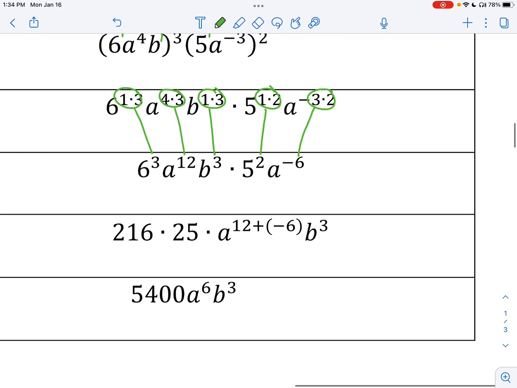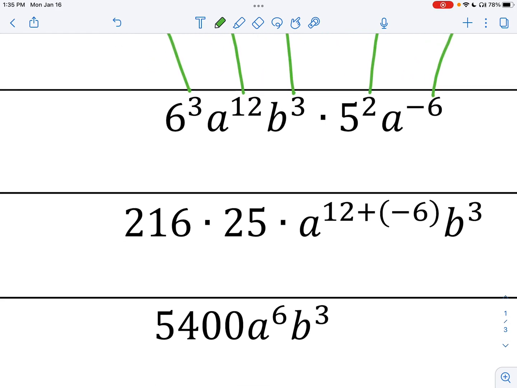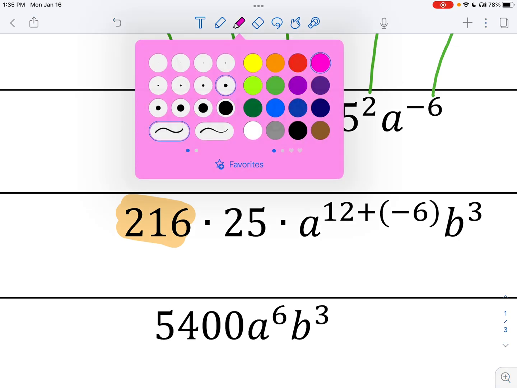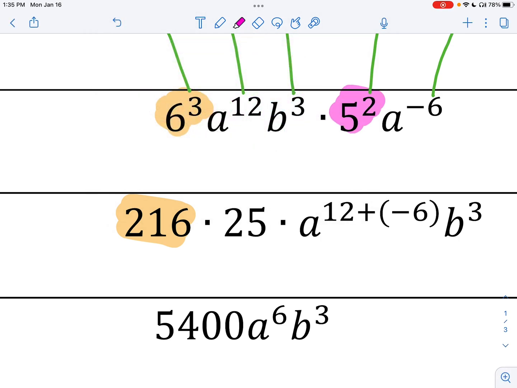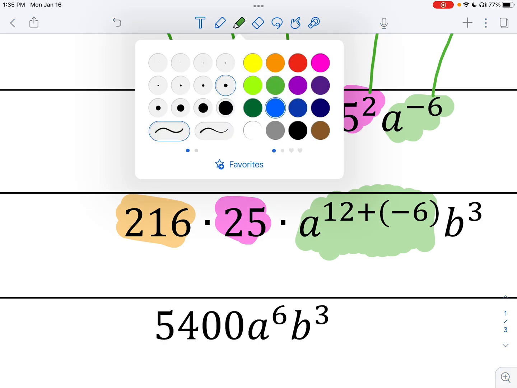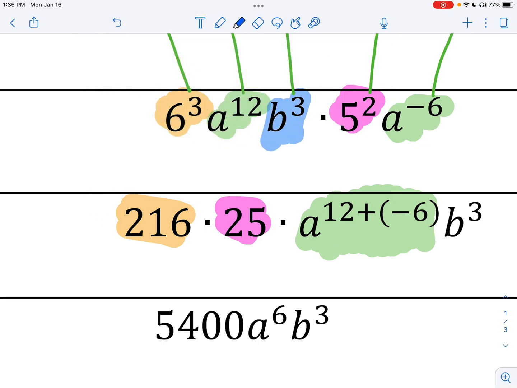All right, so I have, ooh, look at this. So I will highlight 6 to the third is 216. 5 to the second coefficient is 25. And then I have a, let's see if I can color code those. I have a to the 12th and a to the -6. See how I wrote those? We learned that in the last section. You add those ones. And one more color here. You ready? B to the 3, and that's the only one, so just B to the 3 in the back.